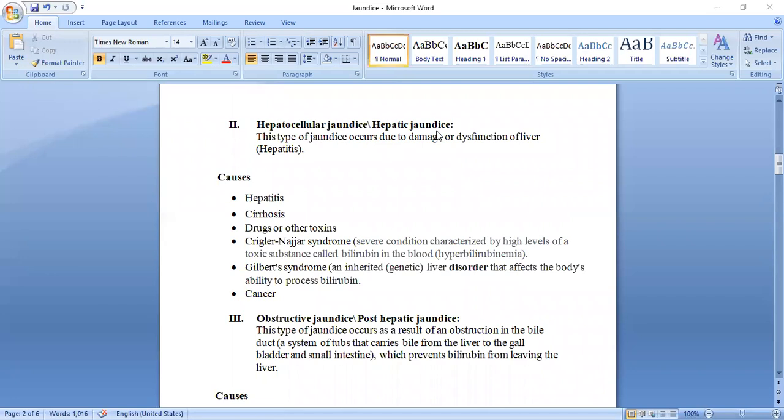These are the causes of hepatocellular jaundice or hepatic jaundice, which are all about the dysfunctioning of the liver cells. Hepatitis, cirrhosis, drugs or other toxins cause inflammation of the liver. This is due to the hyperbilirubinemia in the blood, and this is the liver disorder, Gilbert syndrome. This is the liver disorder and also due to cancer.